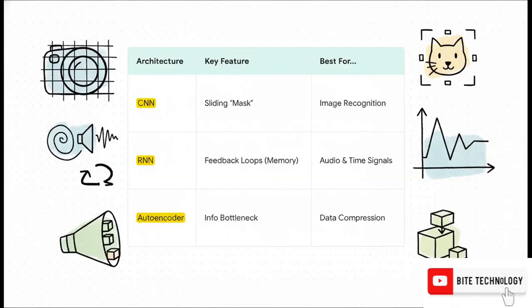So let's meet a few of the star attractions in this AI zoo. First, you've got the CNN, or Convolutional Neural Network. This one is the undisputed king of image recognition. Then there's the RNN, the Recurrent Neural Network, which is amazing with anything that happens over time, like audio. And finally, the autoencoder, which is this genius little system for data compression.